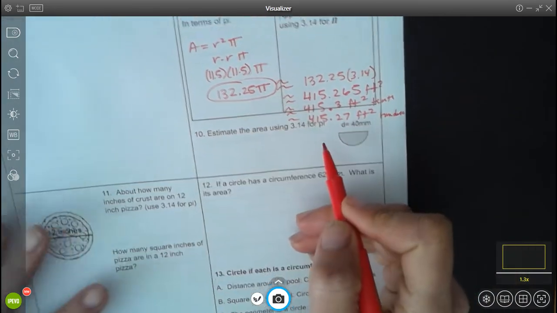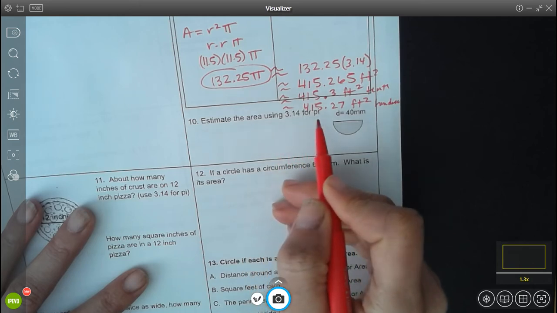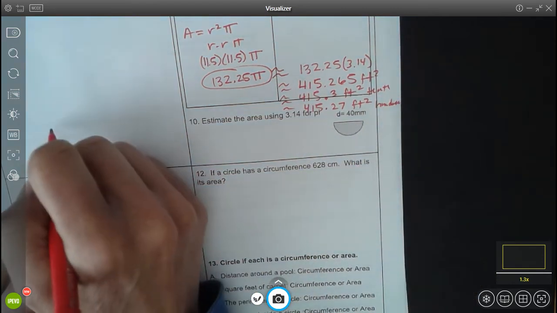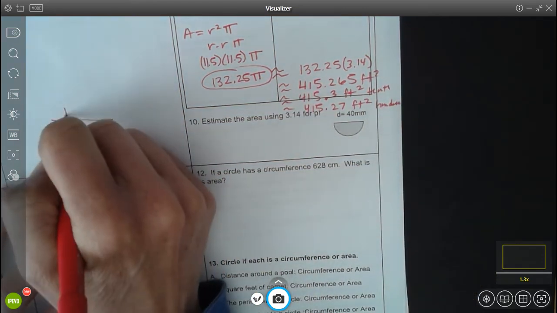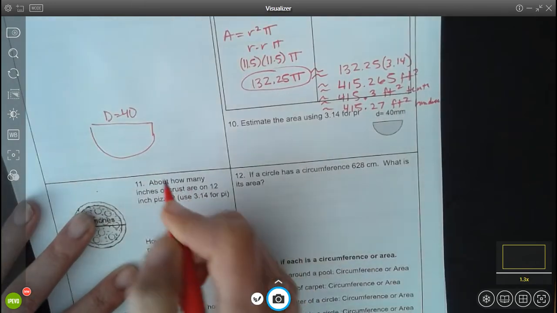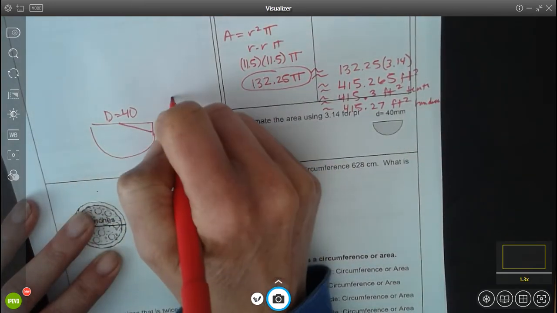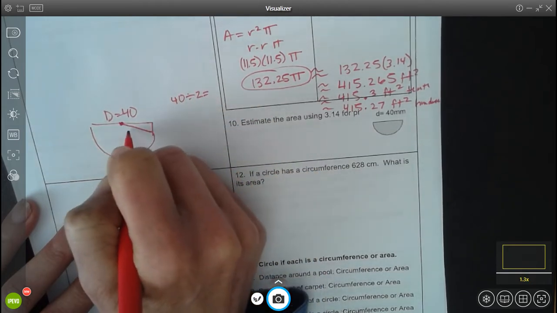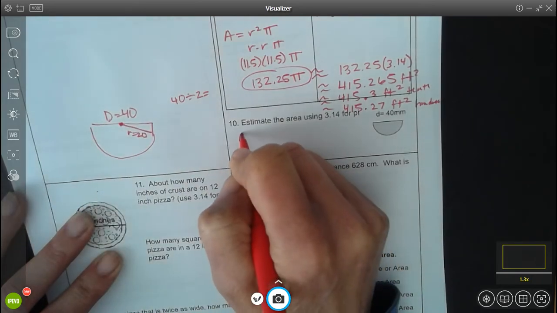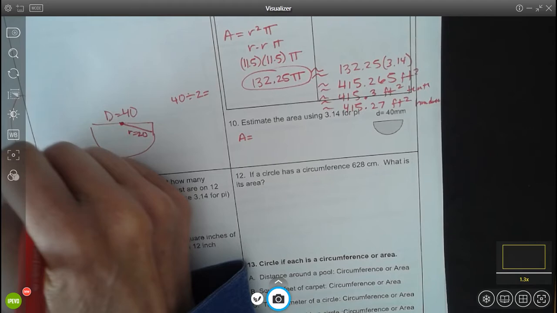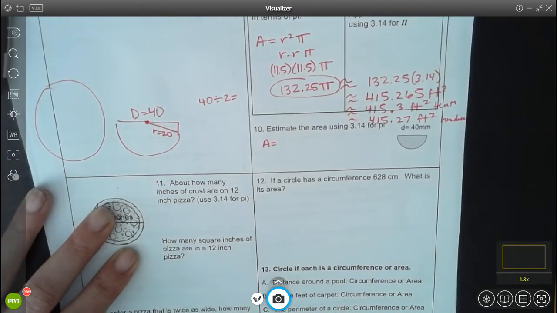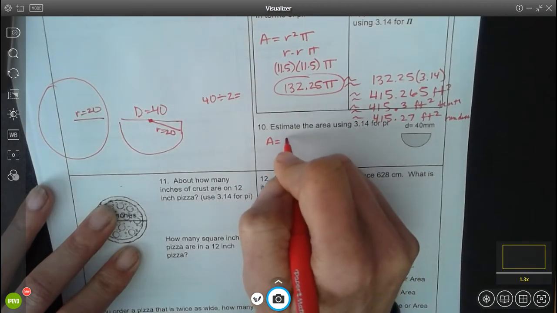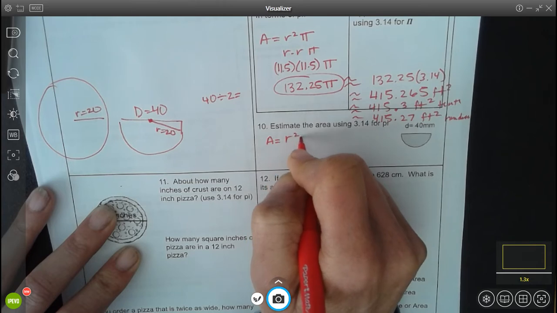And the last one down here: estimate the area using 3.14 for pi. Now, notice this is not a whole circle. It's only half of one. Let me make this bigger over here so we can actually see it. It has a diameter of 40 going across here. So I'm going to need to do 40 divided by 2 to know that the radius from the center to the edge is 20. So the area of a circle, and I'm going to pretend for a second it's a whole circle, with a radius of 20. My rule is radius squared times pi.